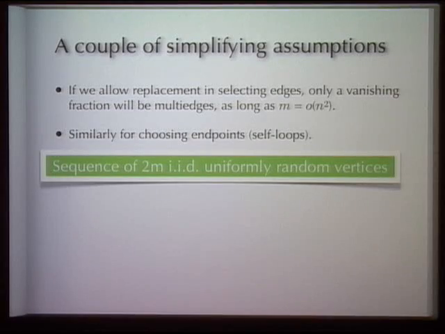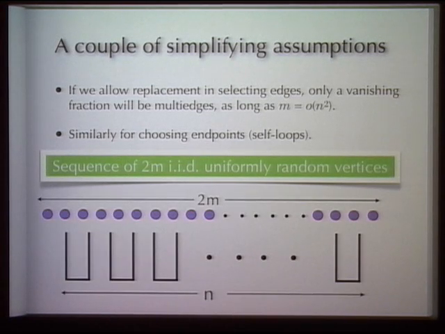So if we make these two assumptions, then you can think of the process forming the graph as simply 2 times the number of edges uniformly random vertices. So we just select vertices 2m times, and then we say the first and the second are an edge, the third and the fourth are an edge, the 5 and the 6 are an edge. And this gives us a graph.